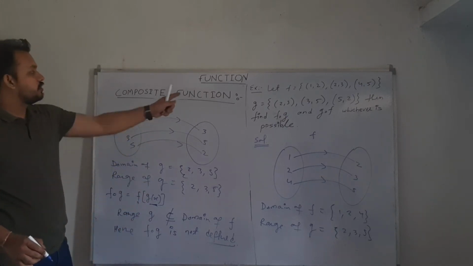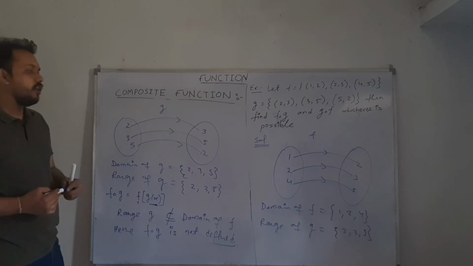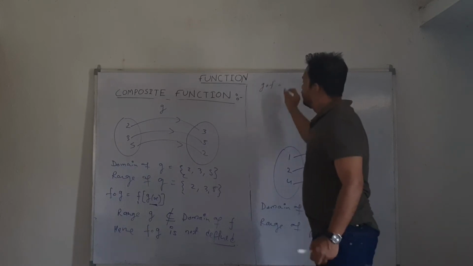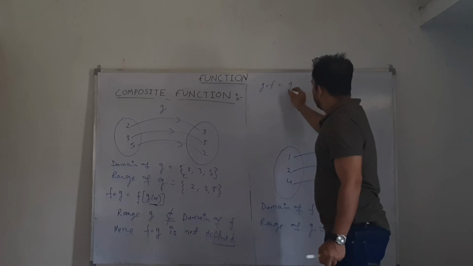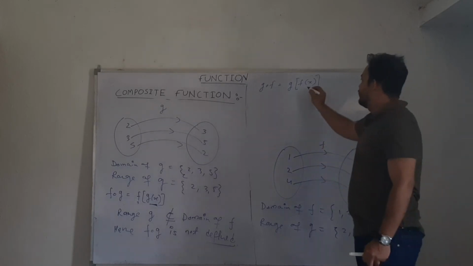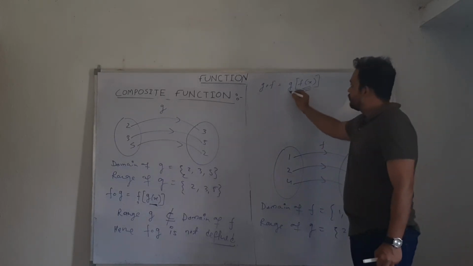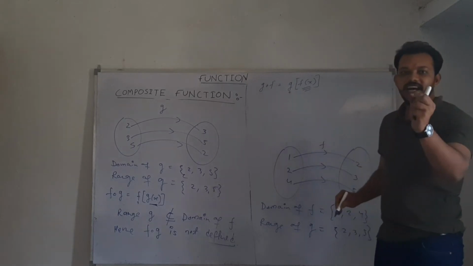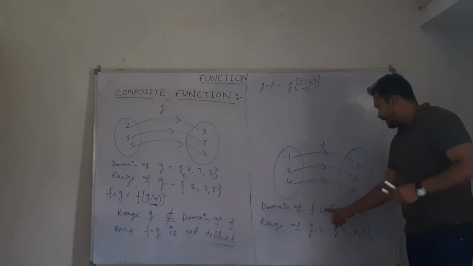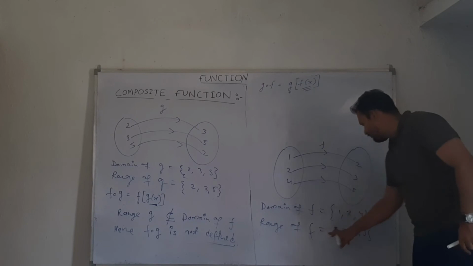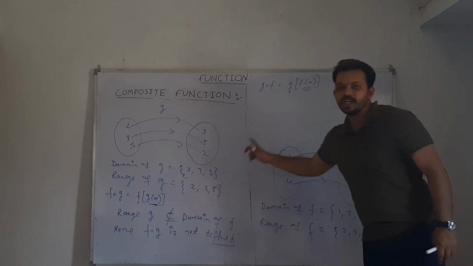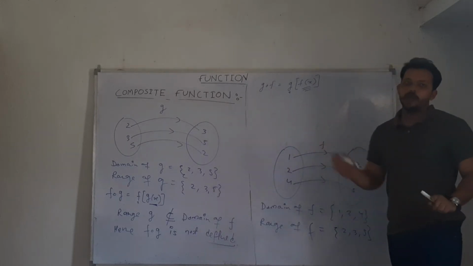Now in the same way we can also check for GOF. Let's check for GOF. First write the function GOF. GOF means g of f(x). So we have to check here that the range of function f(x) must be a subset of the domain of function g. So let's check it. What is the range of function f(x)? Range of function f is {2, 3, 5}. Now the domain of function g is also {2, 3, 5}. Hence here both sets are equal.